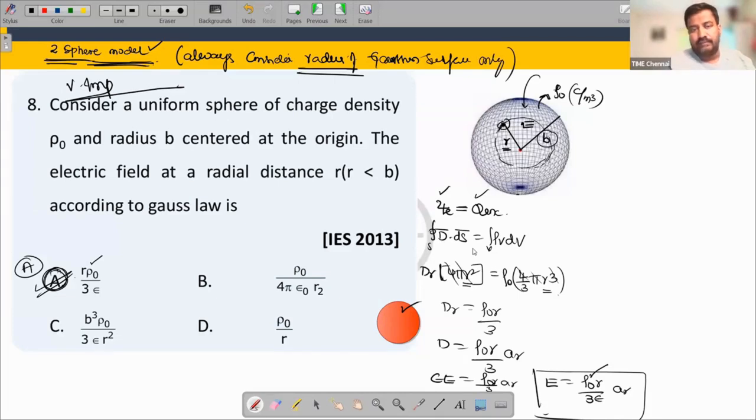Dinesh, Kirtana, Maniranjan, Tanushree, any doubt? This is two sphere model.